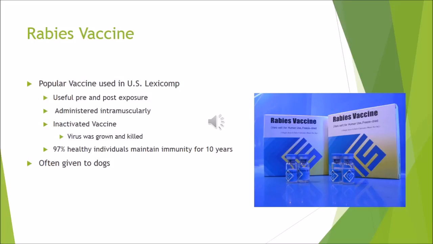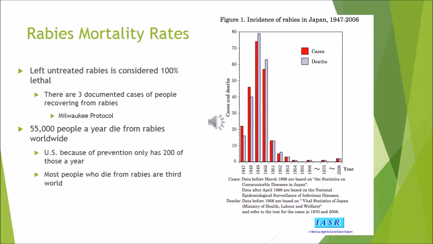97% of healthy individuals maintain immunity for 10 years after their first inoculation. People are suggested to get inoculations every 5 years. It's often given to dogs to help them develop an immunity to the rabies virus. Left untreated, the mortality rate for rabies is considered to be 100% lethal. There are a few documented cases of people recovering from rabies, specifically from the Milwaukee protocol, but generally they die.